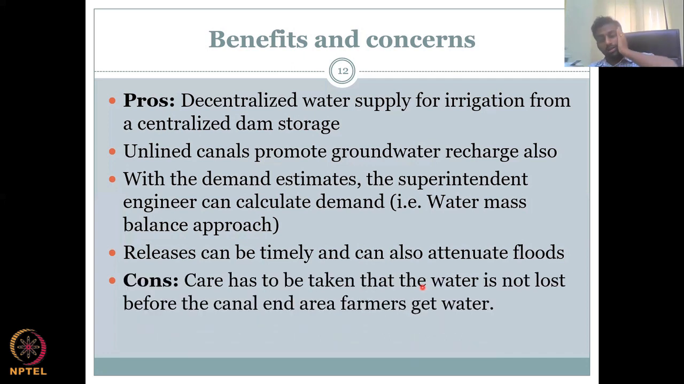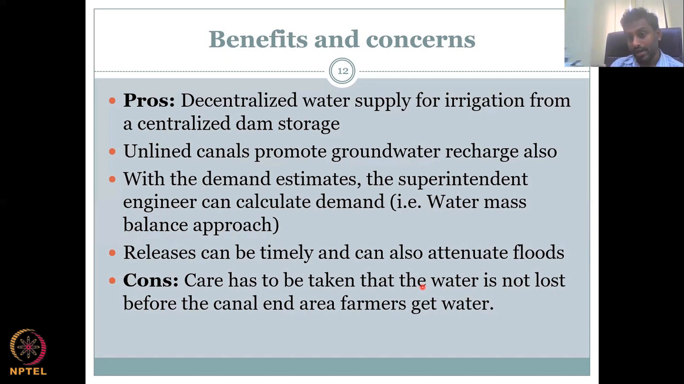The cons are the opposite of the benefits. Okay, let's see what the cons are. Care has to be taken that the water is not lost before the canal end area farmers get water. Because most of the time what you see is there is recharge, there is evaporation loss. So there are multiple losses that can drive the groundwater out through irrigation and other sources, or put more surface water into groundwater, thereby reducing the canal water that goes into the farm.